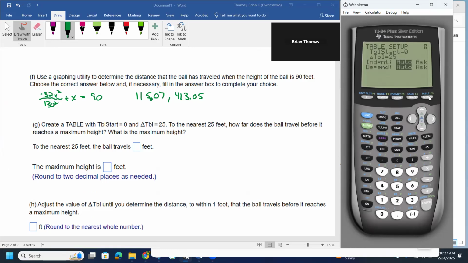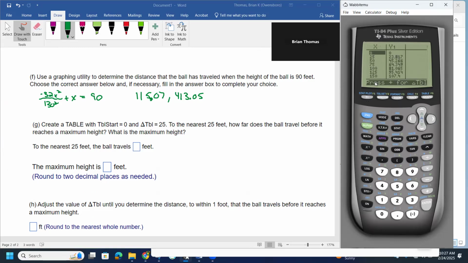So if I go to the table, I don't need this 90 anymore, so let me get that out of there. Y equals, and we'll clear off equation number 2. So highlight there, hit clear, and now go back and hit graph. It should just graph our golf ball, where we got the travel of our golf ball, but we want to go back to the table.